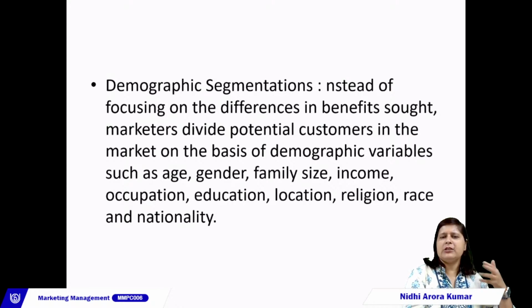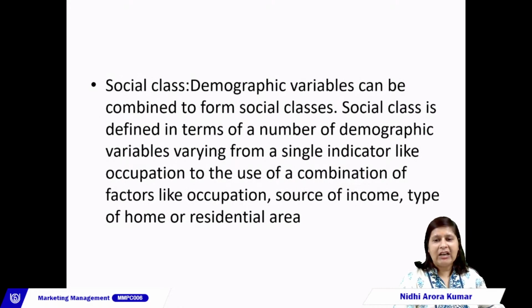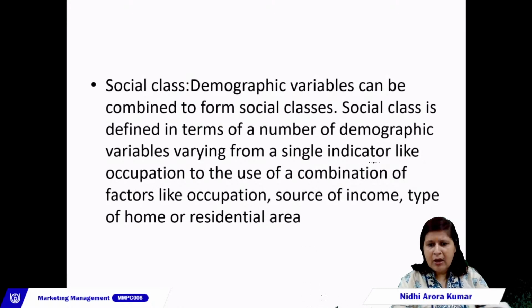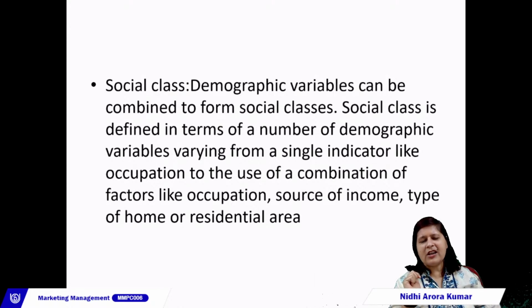Demographic variables include age, sex, education, income, occupation, location, religion, nationality, and race, right? Then social class. Apart from demographic variables, we divide the market on the basis of classes. Demographic variables can be combined to form social classes. Social class is defined in terms of demographic variables, varying from a single indicator like occupation to a combination of factors like occupation, source of income, type of home, or residential areas.